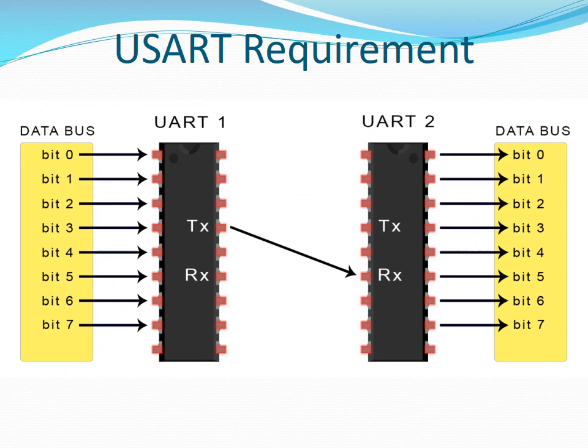The diagram shows the use and connection of USARTs in a communication system. USART 1 receives parallel data and converts it into serial form. It then sends it out through the TX pin. USART 2 receives the data from USART 1 via the RX pin. It converts it into parallel form and sends it to the destination of the data.